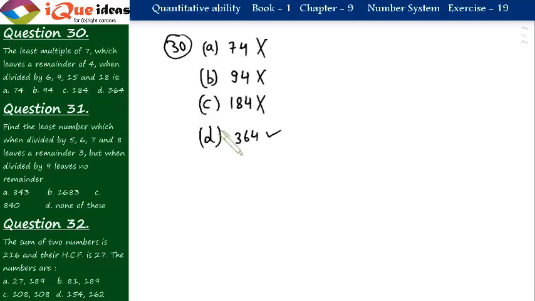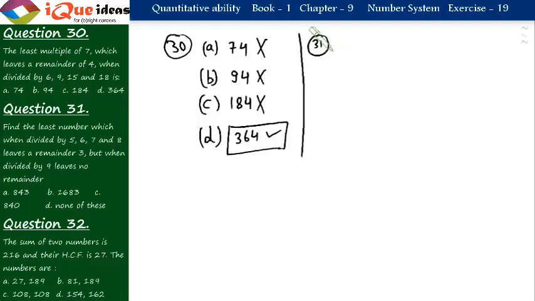Alright, but let's check for our satisfaction. If you divide 364 by 7, 7 5s are 35, 14. So it is divisible by 7. So on one account it is correct. Now let's check whether it leaves a remainder of 4 when divided by 6, 9, 15 or 18. 360 is divisible by 6. In fact, 360 is divisible by 9, 15 and 18 also. Hence the remainder will be 4 in all cases. Hence the correct answer is 364.